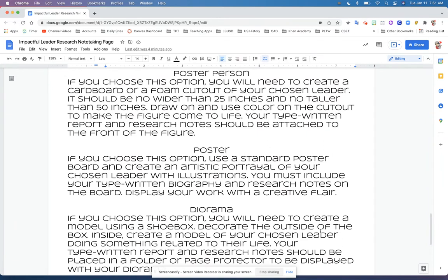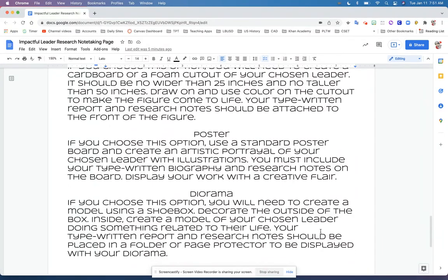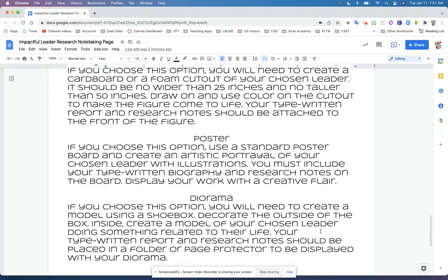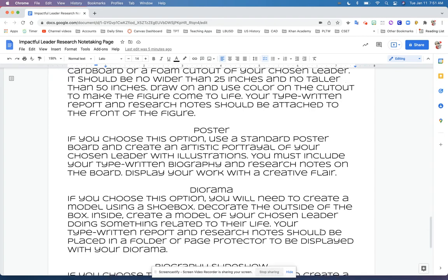I wouldn't say that you have to be an artist to do one of these, but if you give me a stick figure poster person, it's just not going to get the credit that you would expect, okay? If your poster is mostly white blank space more than information about the person, then again, you're not going to get the kind of credit that maybe you expect, okay? And if you have any questions or need resources for these things, please let me know and I will be happy to help you.